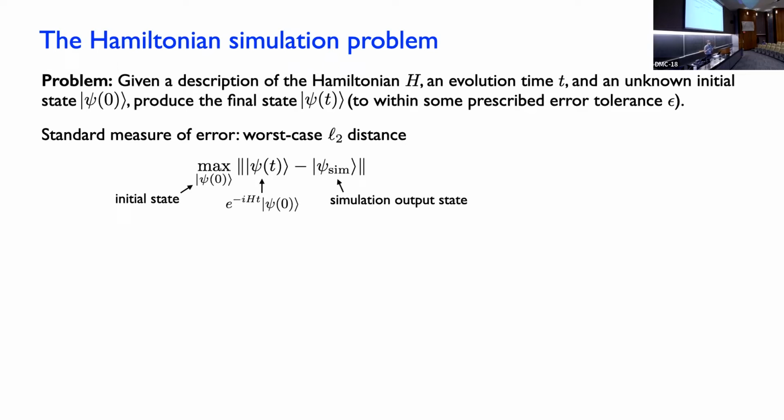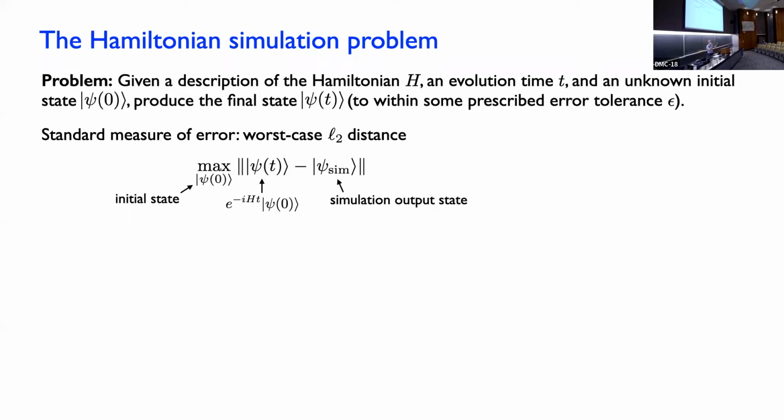To make this problem totally precise, we have to come up with some measure of the distance that describes this error tolerance, this error in the final state. And we're going to use, for the most part, what I think is a pretty standard notion, which is the worst case L2 distance. So we would like to do a simulation so that the output state of the simulation is within epsilon of the actual time evolved state, no matter what the initial state would be.